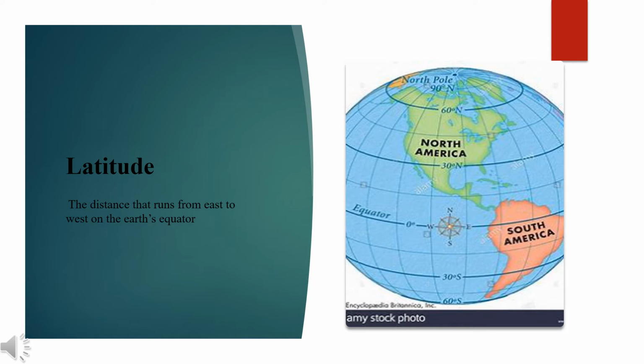Now, latitude and longitude normally reads together. Your latitude line divides the Earth into two hemispheres, which is the northern hemisphere and the southern hemisphere. Now, the northern hemisphere is above the equator and the southern hemisphere is below the equator. Your longitude lines divide the Earth into two hemispheres, the western and the eastern hemisphere.